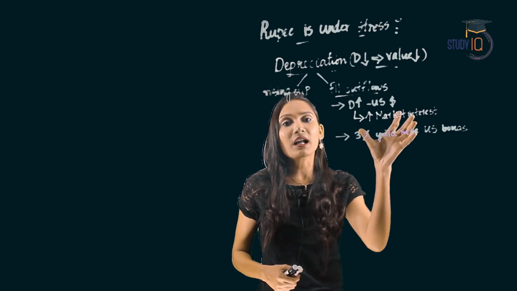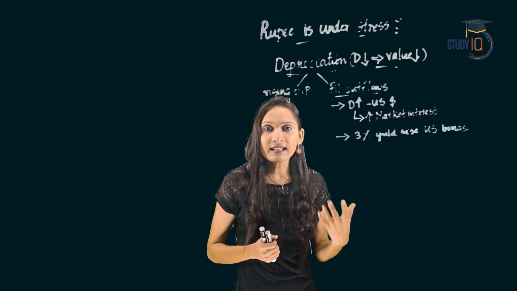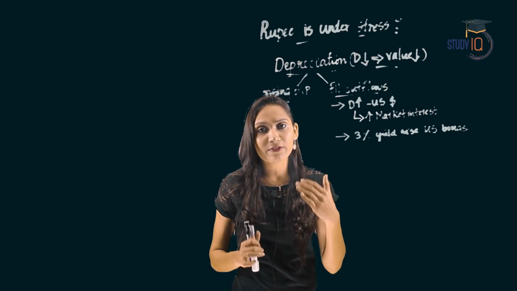So an increase in the market interest rates as well as the bond yield in the US market will attract the investors to the US economy. So there will be more outflow of FIIs from our economy.